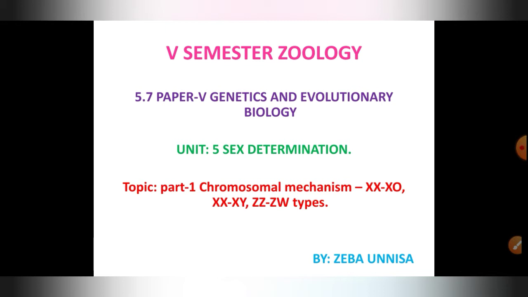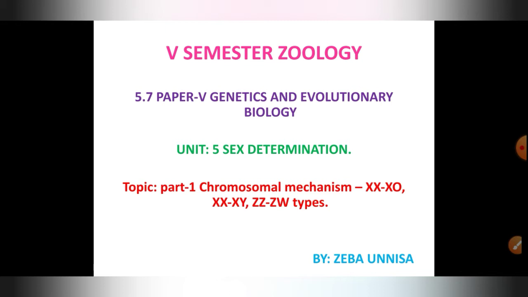Today I will start with the next unit, unit 5. In that we'll deal with sex determination. Part 1 of this unit is the chromosomal mechanism for the determination of sex. How will you determine the sex of an individual of any species based on the chromosome type or the number of chromosomes? Usually it is the type of the chromosome.